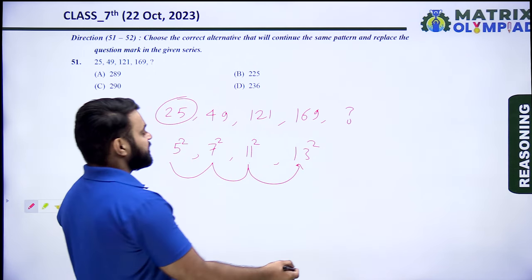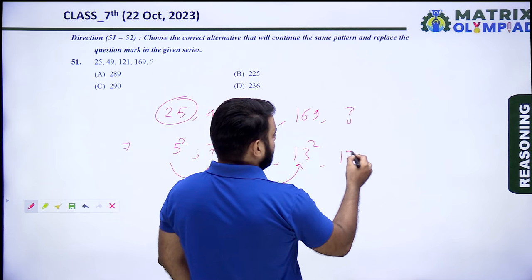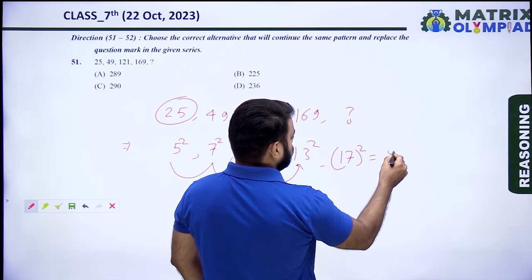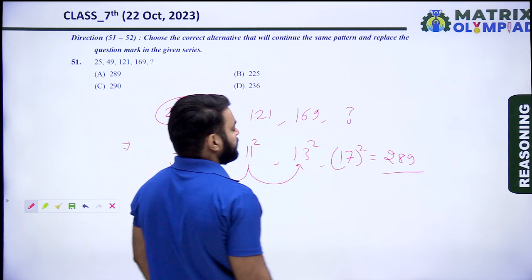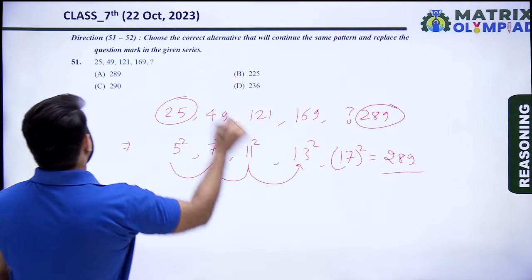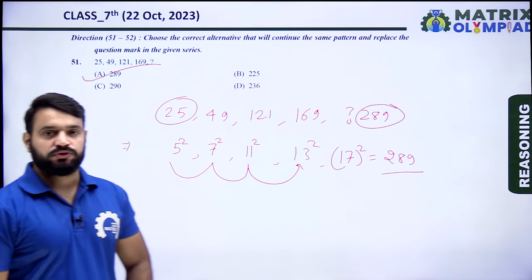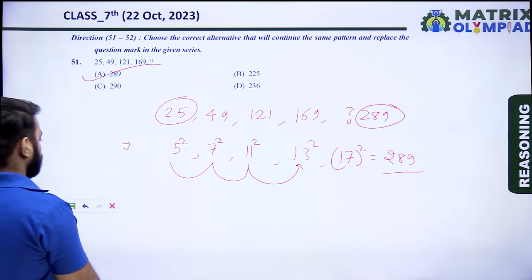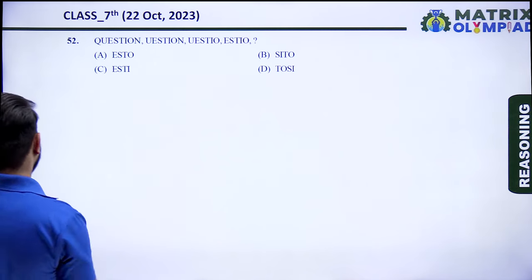So the next prime number is 17. So 17 square means 289. So the next term is 289. It means option A is the correct answer of this question. So let's move on to the next question. Next is question number 52.